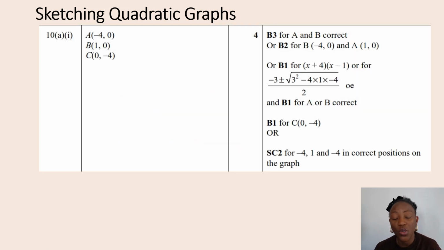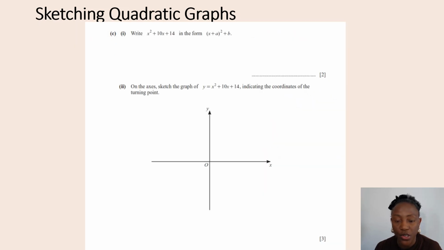Okay, so this is the solution. The previous slide had the question and I have the solution, the mark scheme, here. Notice that you get 3 marks if you get A and B correct, and you could either factorize or use the quadratic formula to solve. Either way, any one of them will be fine. So let's go to the next question.